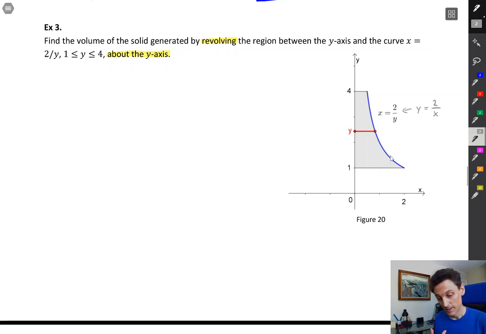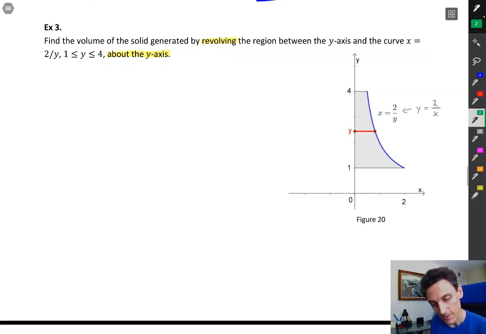Now, of course, we have some other constraints on our region. It's not just that falling curve as you go to the right. We have y going from 1 to 4. So we have our little interval set up in y. And the y-axis is also one of the boundaries of our region. So that pretty much cuts off this region right here that's shown in figure 20. So we're going to take this region and revolve it about the y-axis.